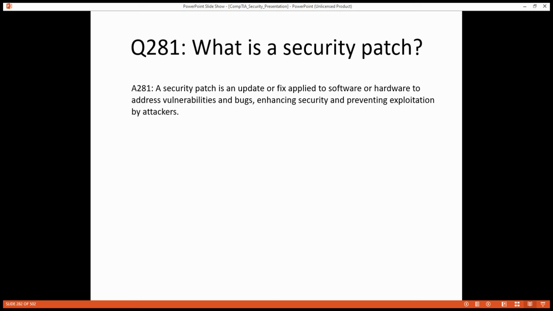Q281. What is a security patch? A281. A security patch is an update or fix applied to software or hardware to address vulnerabilities and bugs, enhancing security and preventing exploitation by attackers.